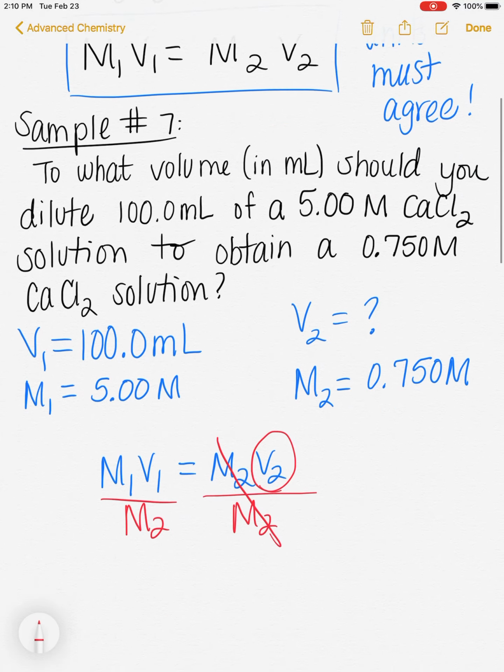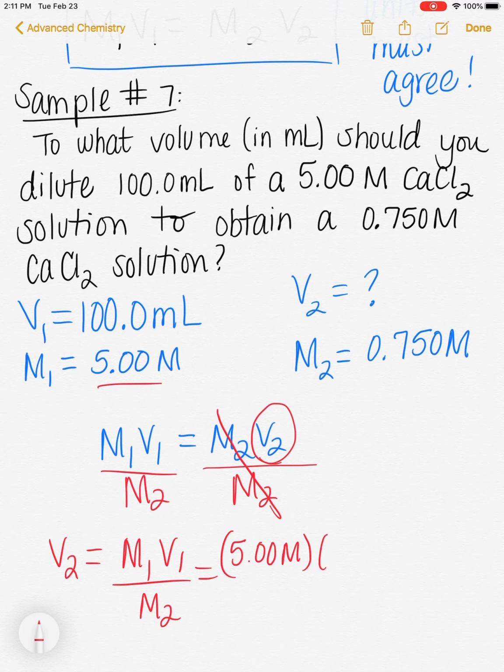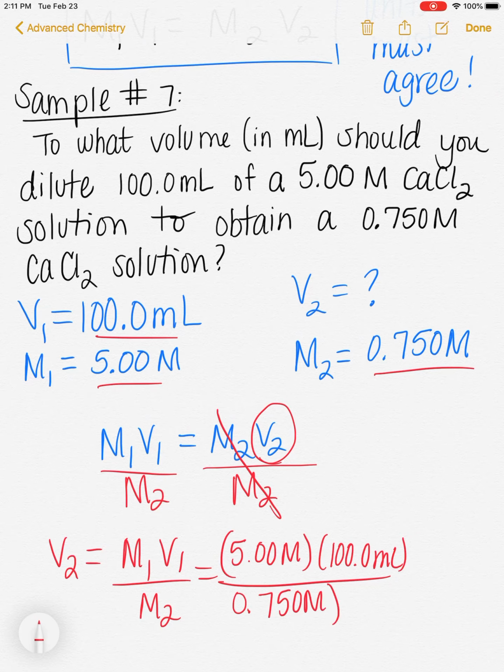So my M2 is going to cancel out. And if I rewrite this, then that's going to say my second volume, or V2, is going to be equal to M1 times V1 over M2. So now I can plug in values. M1 was 5.00 molar. V1 was 100 milliliters. And M2 was 0.750 molar. Now, if I look unit-wise, molarities are going to cancel, and that's going to leave me with an answer in milliliters, which is good because that's what they were asking me for.